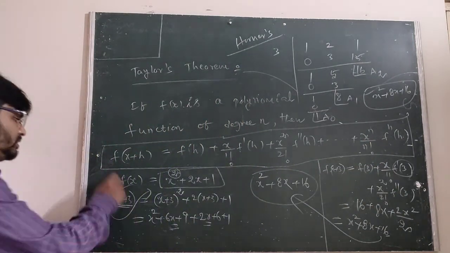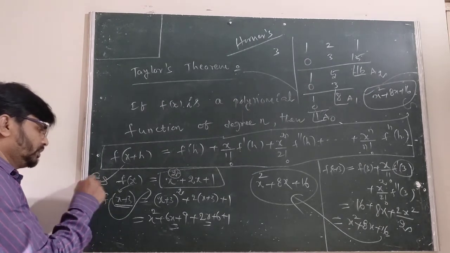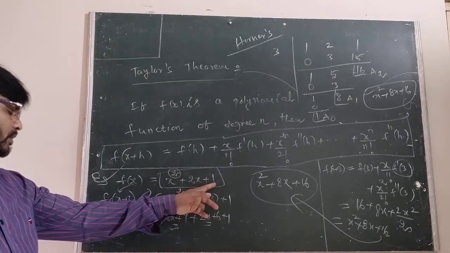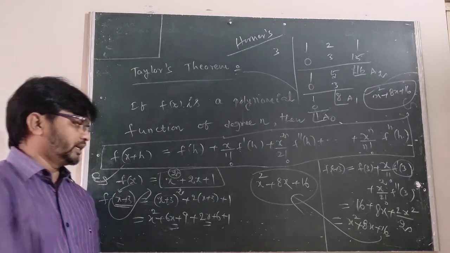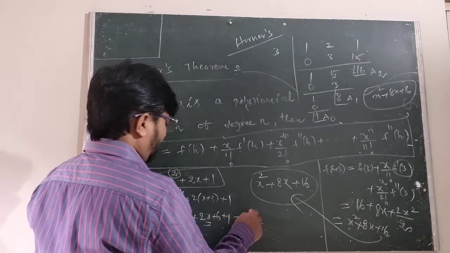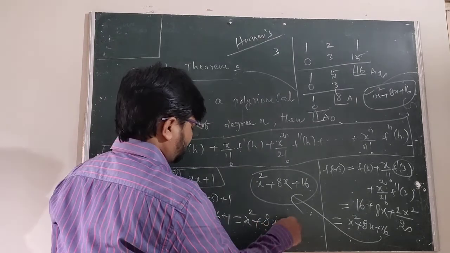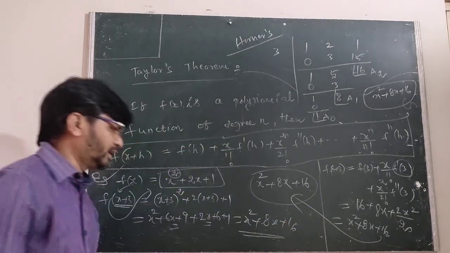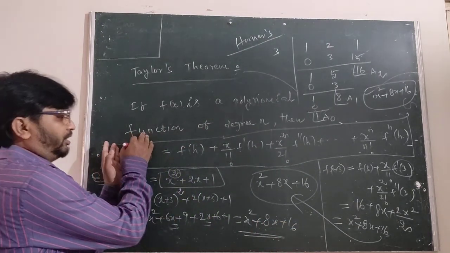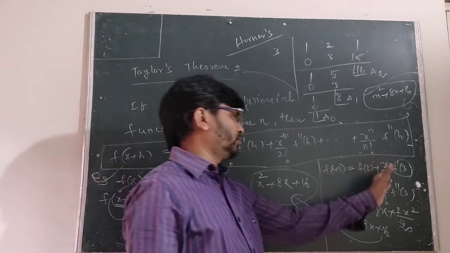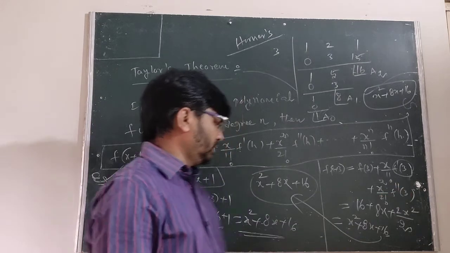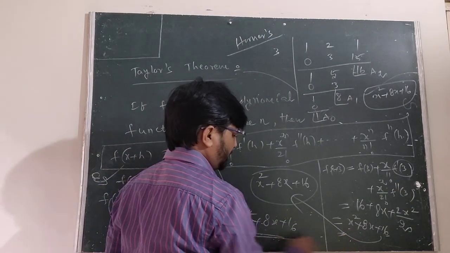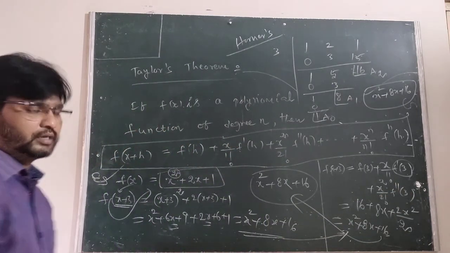Suppose if you take on the example f of x equal to x square plus 2x plus 1. Now replace x by x plus 3. Now we got the expression x square plus 8x plus 16. Now another method, by using Taylor's theorem, f of 3 plus x by 1 factorial into f dash of 3, x square by 2 factorial into f double dash of 3, that is also the same expression, x square plus 8x plus 16.